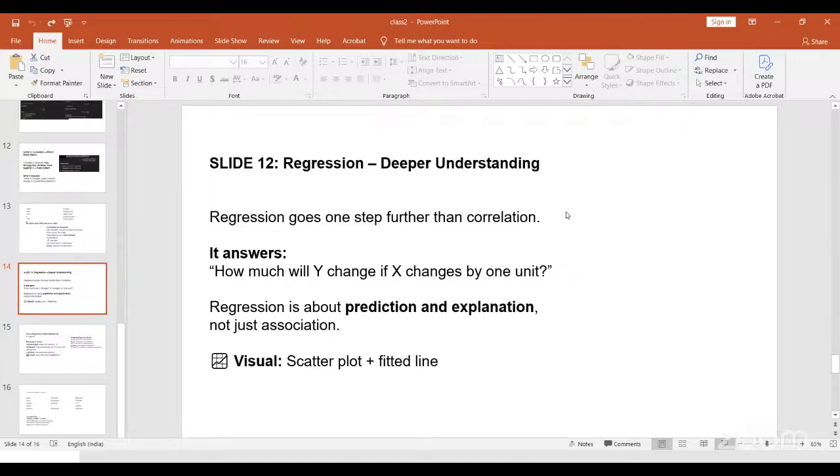The p value, I have already told you, tells whether x is a significant predictor. I have already explained the significance of the p value. Why do we need it in linear regression? To judge whether x is a significant predictor of y.